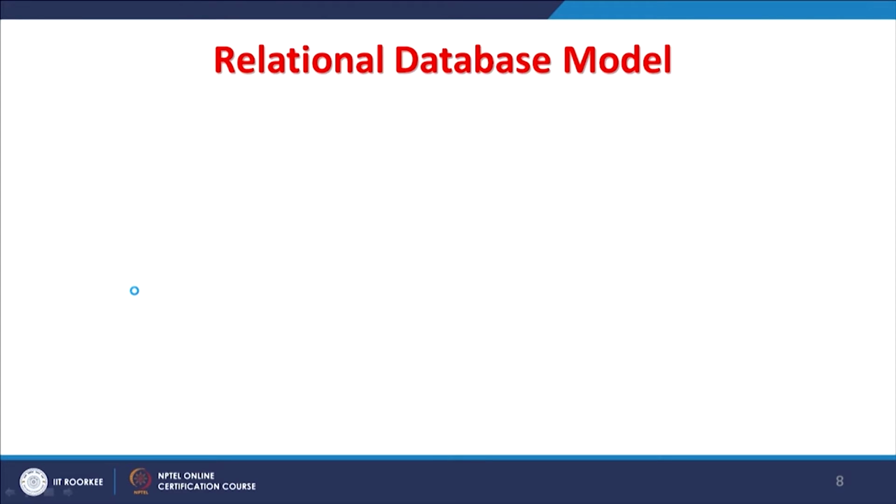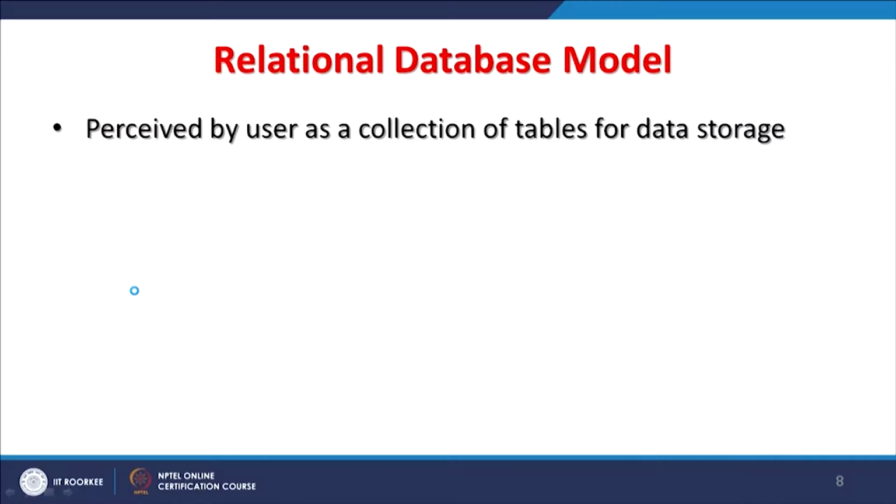Now, the third type of model is the relational database model, which is the most commonly used in GIS, and very useful compared to the other two database models which we have discussed so far. This is basically perceived by users as a collection of tables for data storage. You know that for each spatial object or layer, you have a table of attributes. If you have point data, you have an attribute table. If you have polyline data, you have an attribute table. If you have polygons, same, you have attribute tables.